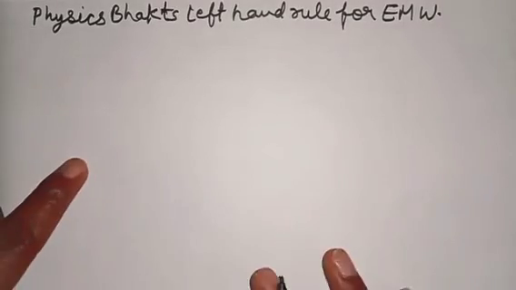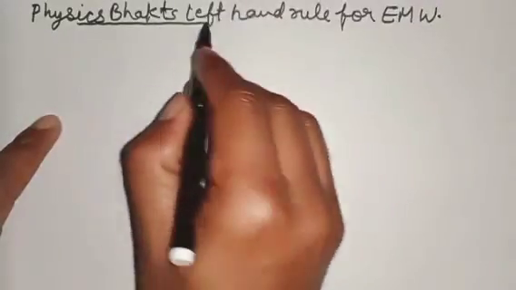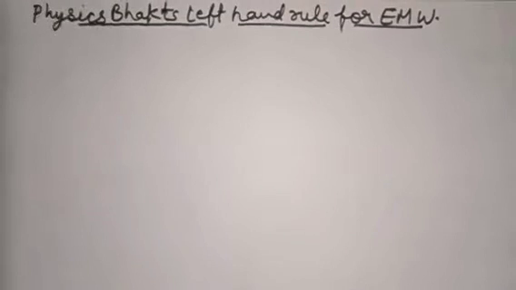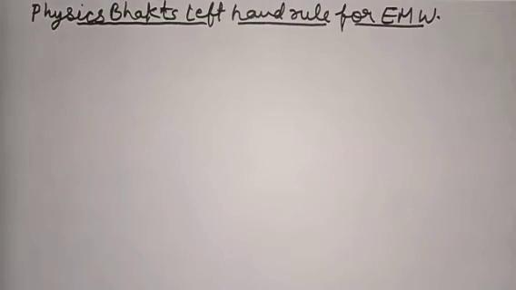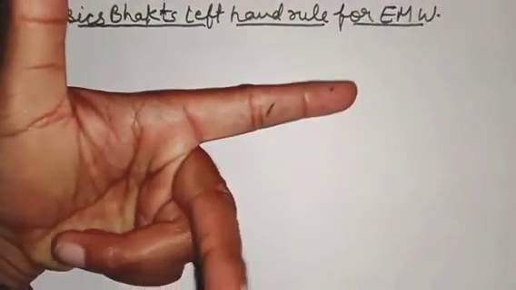So this is Physics Bugs left hand rule for electromagnetic wave, and you will find this rule nowhere else. This is exclusively mine. And why are we using this? Because there can be some confusion between the electric field, magnetic field, and direction of propagation. So here it is. I'm drawing it.